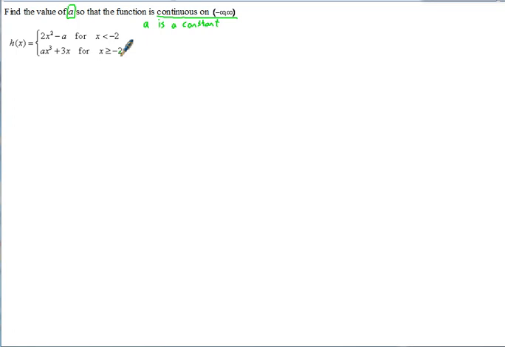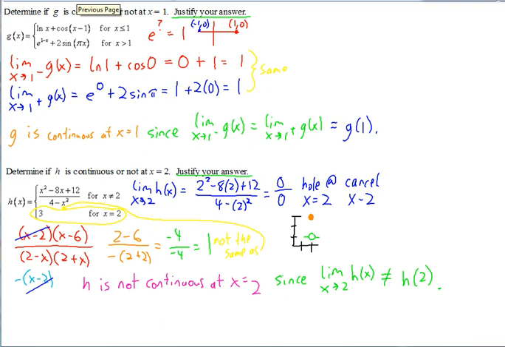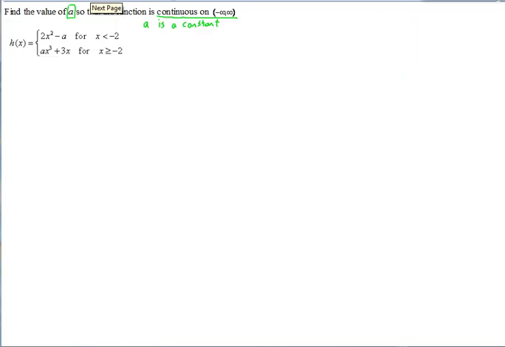In order for it to be continuous, remember, like we saw here, the left and right-hand limits at the breakpoint would have to be equal. That would make it continuous. So that's what we're going to do in this case. Rather than find the left and right-hand limits, we're going to set them equal to each other to force it to be continuous. So it'd be the limit as x approaches -2 from the left of h of x equals the limit as x approaches -2 from the right of h of x.